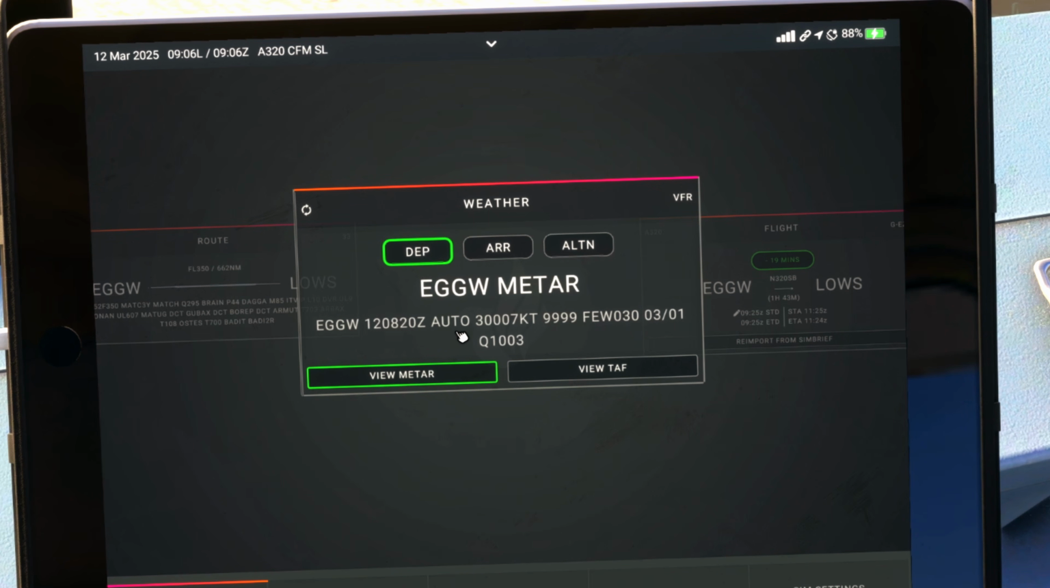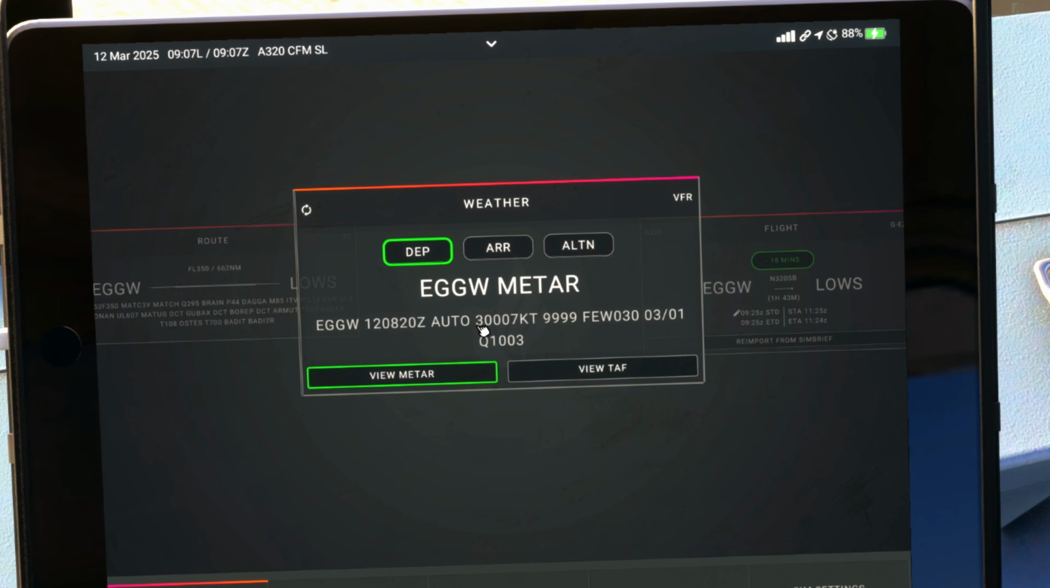Then we have the AUTO. This means the report is generated automatically instead of by a human observer. That's quite common. Basically there's a lot of sensors around the airfield which will pick up the data and update the METAR automatically. Next we have the wind direction and wind speed.